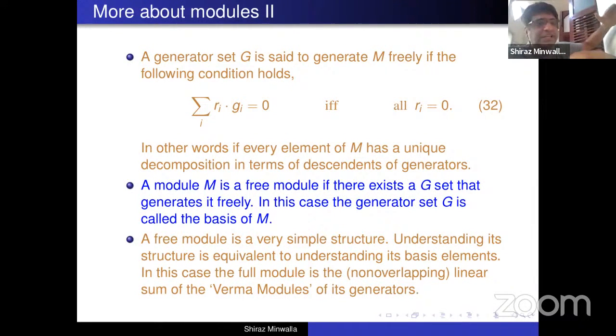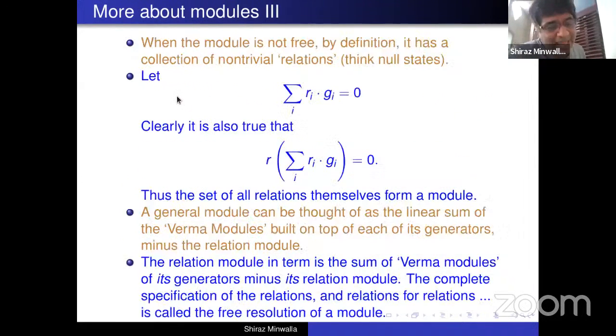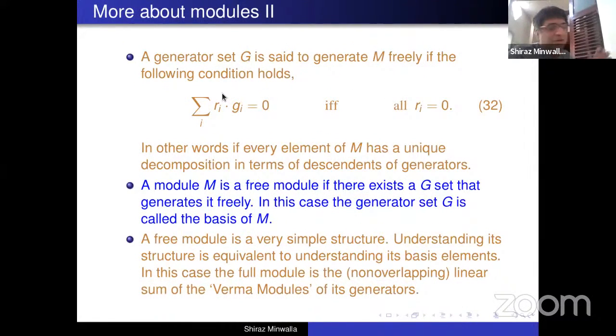In the case that a set of generators G generates this module freely, every module element has a unique decomposition in terms of descendants of the generators. On the other hand, if a condition like this holds, then you give me one decomposition of an element in terms of descendants of generators, I can add to it this expression. That's also an expression for that element in terms of generators of the module, but it's a different one. So a bunch of generators generates a module freely if there is a unique way of taking descendants of these generators and getting every state in the module.